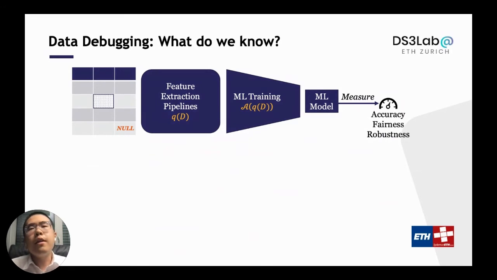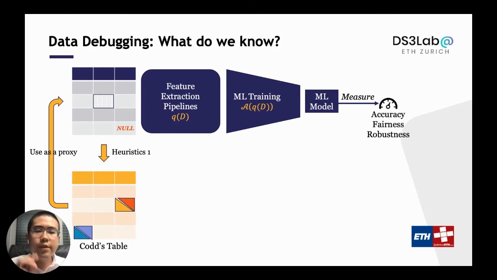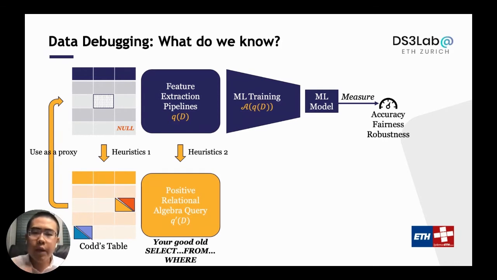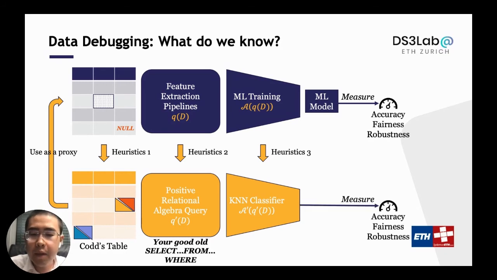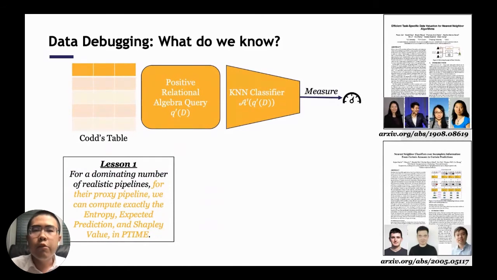The first thing that we know is that analyzing this pipeline is very hard, especially if you want to compute those fundamental quantities, for example, entropy or Shapley value. However, if you look at a proxy pipeline, given a whole bunch of heuristics, if you approximate your noise model with a cell-dependent model, if you approximate your feature extraction pipeline by only keeping the provenance, right? Here I use a very weird term, positive relational algebra query. You can think about that as your good old select-from-where query. You use this kind of data provenance to describe the feature extraction pipeline. And if you approximate the machine learning training process with a simpler classifier, for example, a k-nearest neighbor classifier, you get a proxy pipeline. And then we can actually have a polynomial-time algorithm for many of the fundamental quantities for this proxy pipeline. That's one thing that we know.